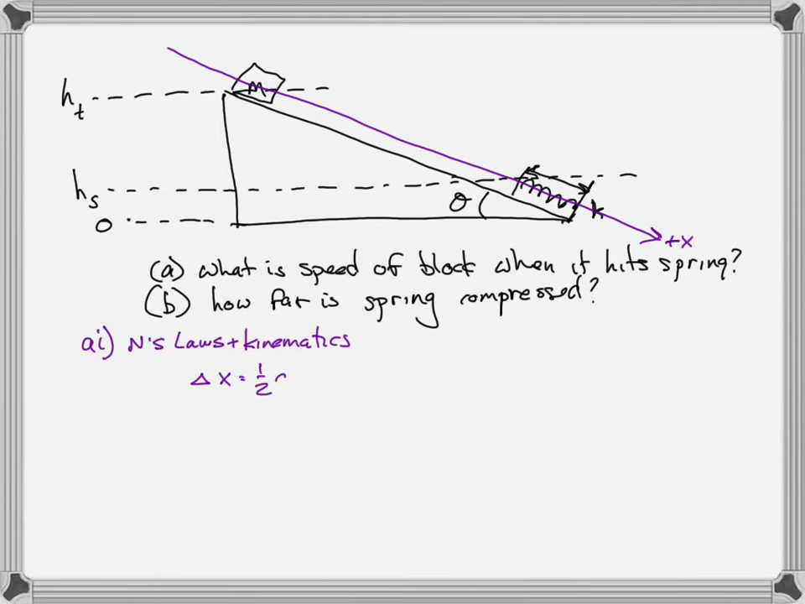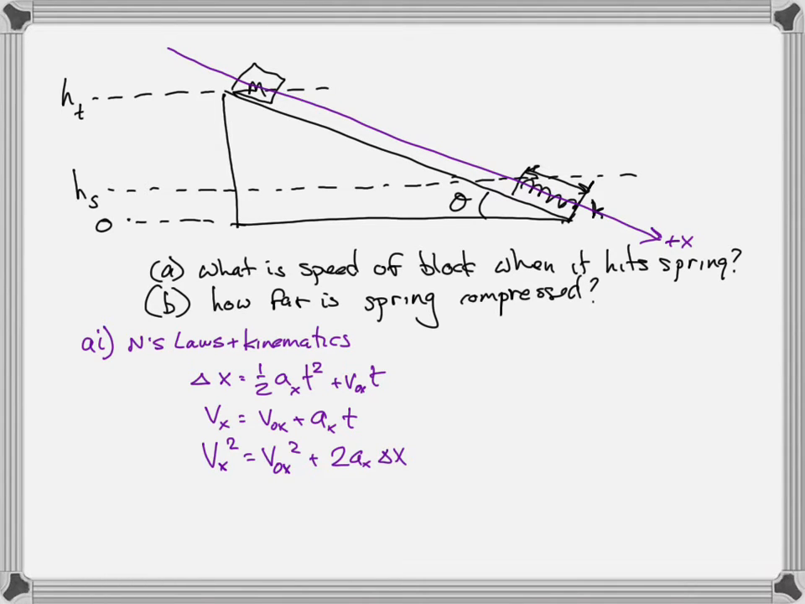Delta x equals 1/2 a sub x t squared plus v0x times t. V sub x, the final velocity, equals the initial velocity plus acceleration in the x direction times t. Final velocity squared equals initial velocity squared plus 2 a sub x delta x. Those are our three kinematic equations.